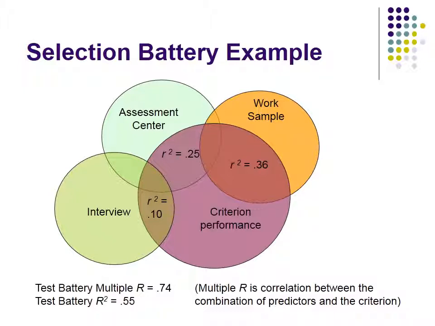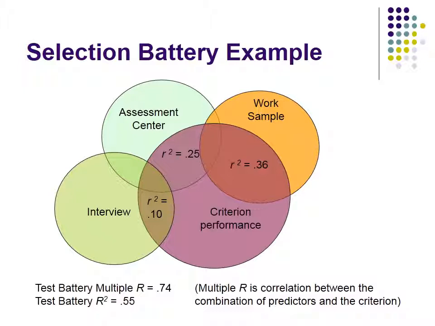Now, if we actually combined just the single R of work sample by itself, the single R of assessment center, and the single R of interviews, that number would actually be higher because each one would get credit for the overlap. So the overlap between assessment centers and work samples would be represented by both the total variance explained by assessment centers and the total variance explained by work samples. And that would give us an inflated value.